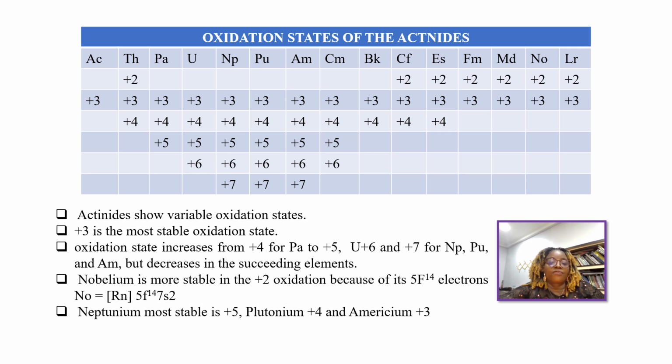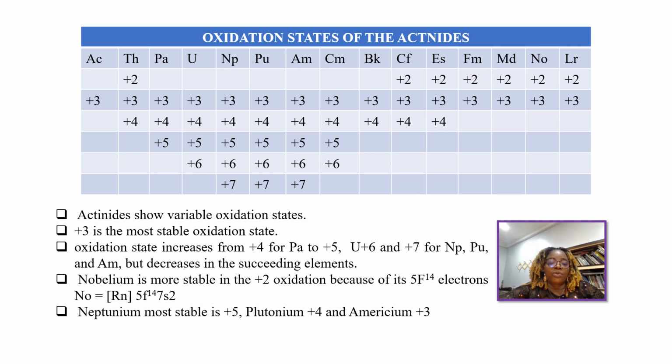It increases from thorium to protactinium to uranium to neptunium to plutonium to americium and to curium. It now begins to decrease again.